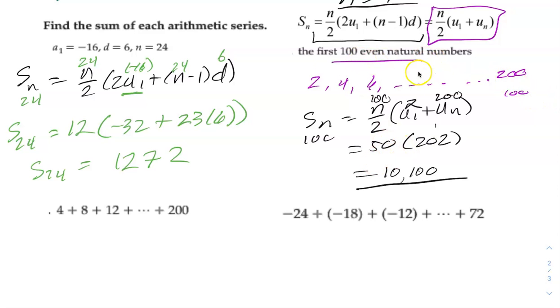If you didn't figure it out, you can use this equation. It's the same. My first term is 2, my common difference is 2, and I want 100. So it works the same, you just plug into a different equation. Either way it works.